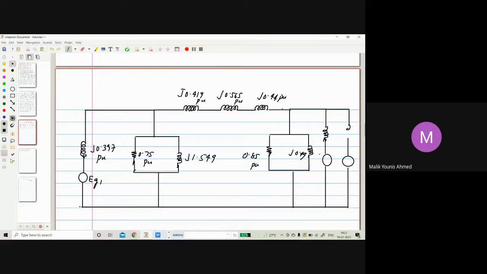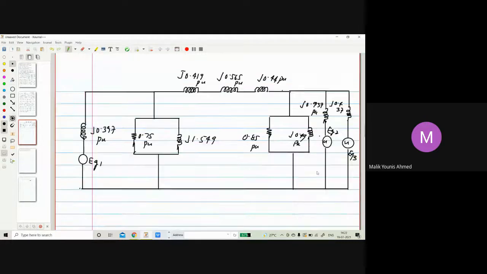Generator number two, we have reactance. Generator number three, we have reactance again. So here we have generator number two, j0.937 per unit. And we have EG2. Generator number 3, j0.437, and this is EG3. So this is the per unit reactance diagram. Very clearly, everything should be clear. So this was about this very simple numerical.